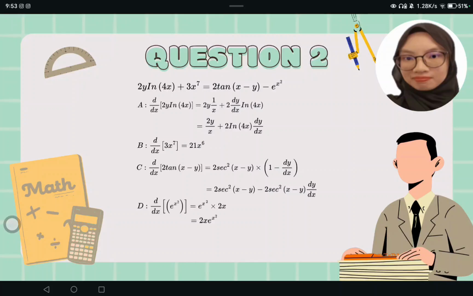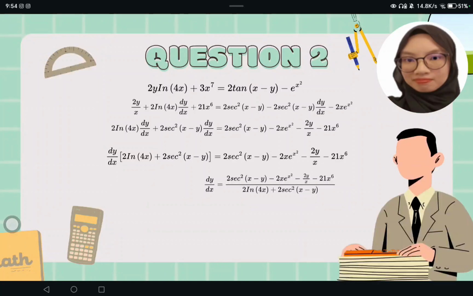Simplifying this, you will get 2 secant squared of x minus y minus 2 secant squared of x minus y dy over dx. For part D, you differentiate e to the power of x squared, which equals e to the power of x squared times 2x, so you get 2x e to the power of x squared.